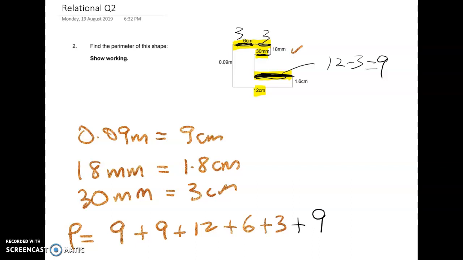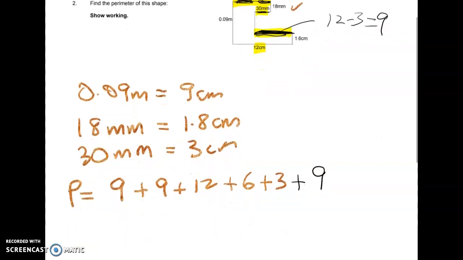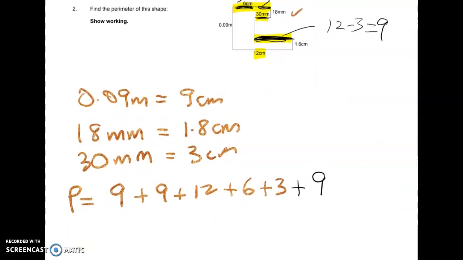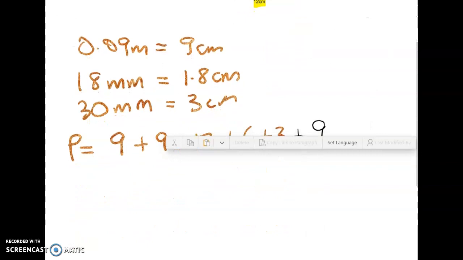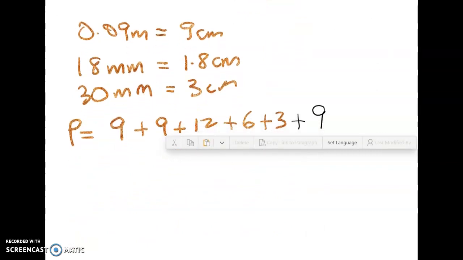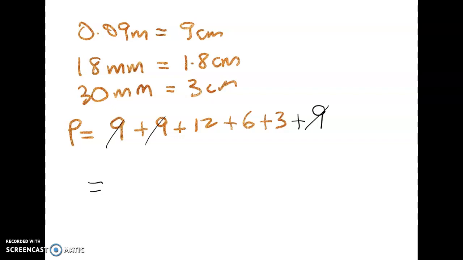So just be careful when you get one with sticky outs like this. Your brain might want to say that length is 6. My brain didn't think that was 9, but it is 9. Has to be. Okay, so now we finally need to get on with it and just add those numbers up. What do we get? Well, we get 9, 3 9s are 27, 36, and 12 gives me 48 centimeters.